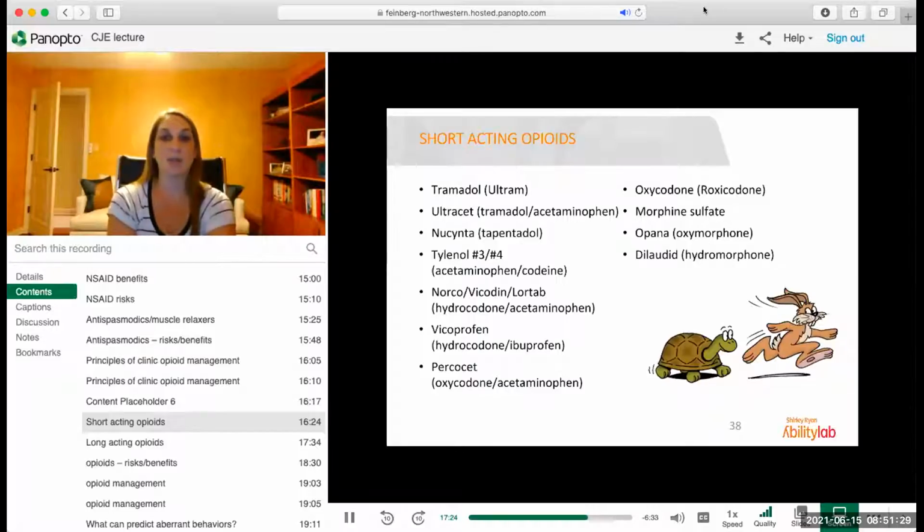There's short-acting oxycodone that does not have the acetaminophen component, short-acting morphine, Opana or oxymorphone, or Dilaudid or hydromorphone.